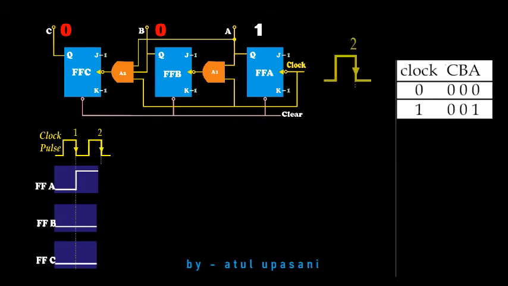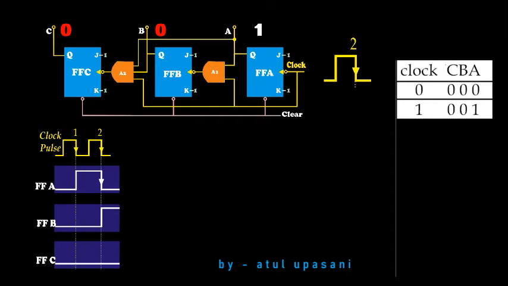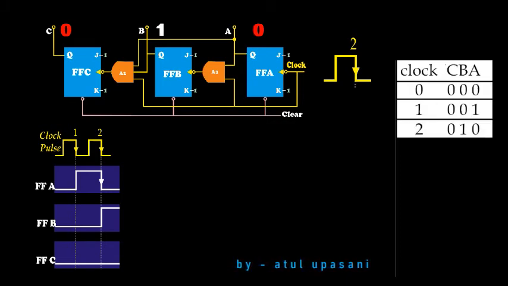Now for the second clock pulse, since the output of flip-flop A is 1, the AND gate A1 will be enabled. However, with B equal to 0, the AND gate A2 will be disabled. So flip-flop C will not receive the second clock pulse. Hence, at its negative edge, only flip-flop A and flip-flop B will toggle. A will toggle from 1 to 0 and B will toggle from 0 to 1. Thus the output will be CBA equal to 010.